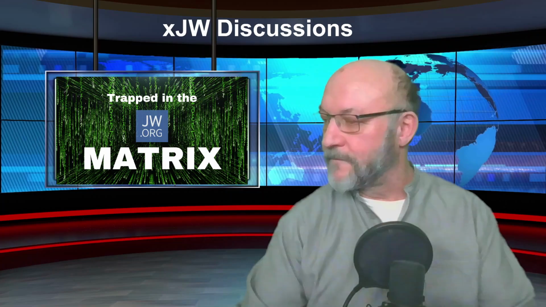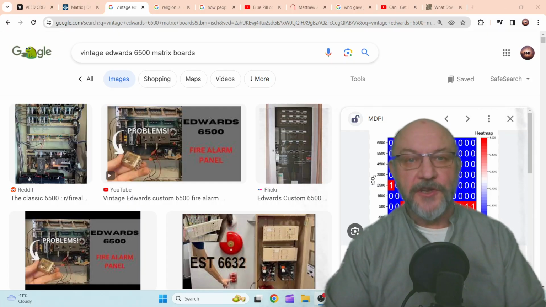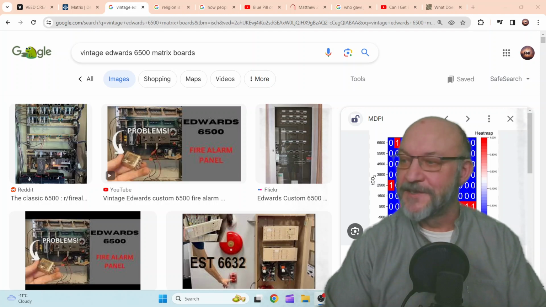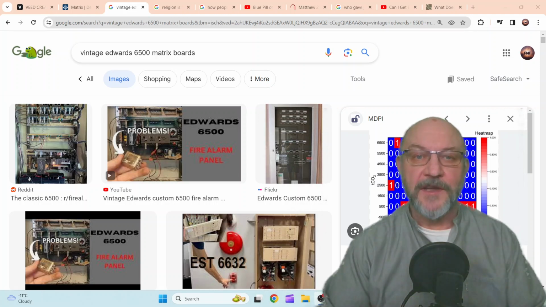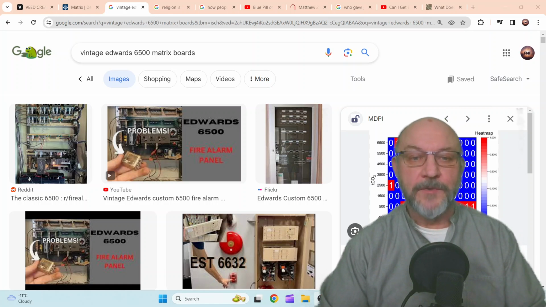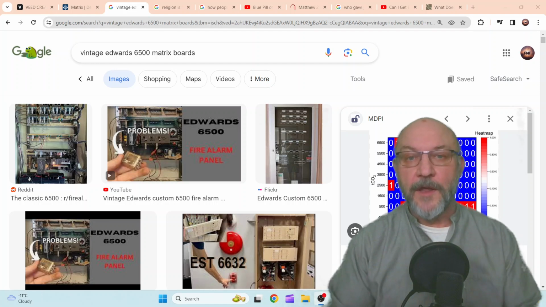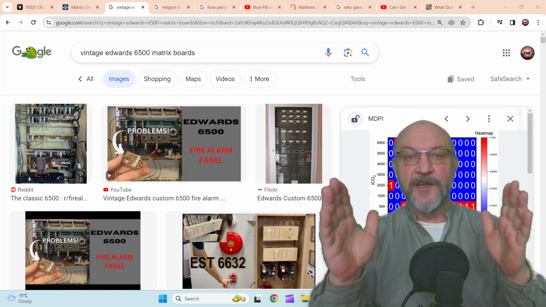I think of the vintage fire alarm systems. I went to Google it to try to pull a picture up of the matrix I was thinking of. But I started in the fire alarm industry back in the 80s. And it was an old Edwards 6500 vintage fire alarm. Today, they're still out there, and they used a matrix. There was a matrix board. It's a square rectangular board.